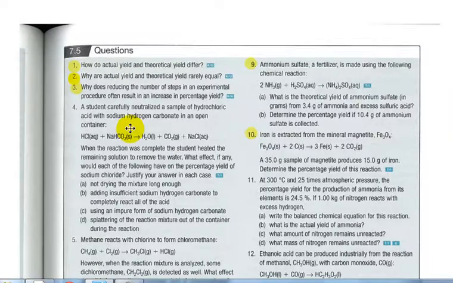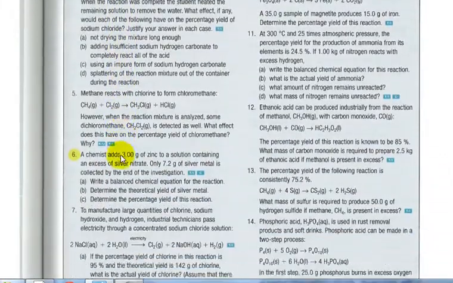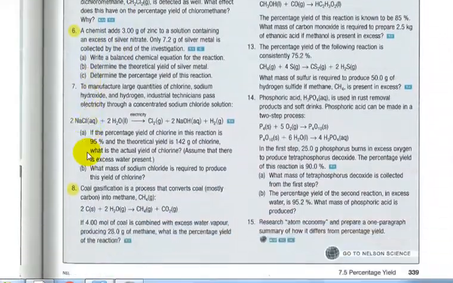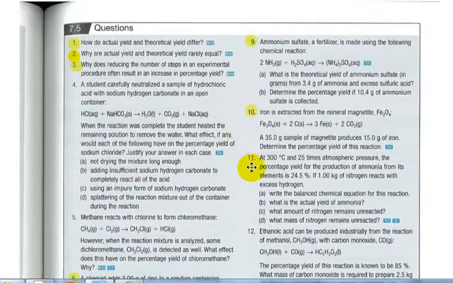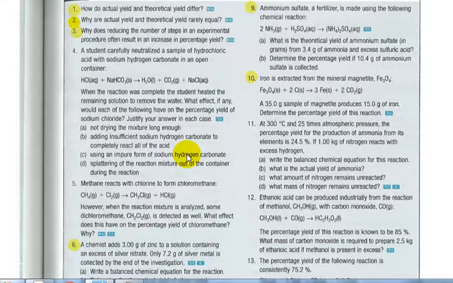Okay, questions I want you to do here are 1, 2, and 3, some qualitative questions there. And then 6, 8, 9, and 10. Okay, so that will mark the last assignment, 7.5% yield, just those questions there.